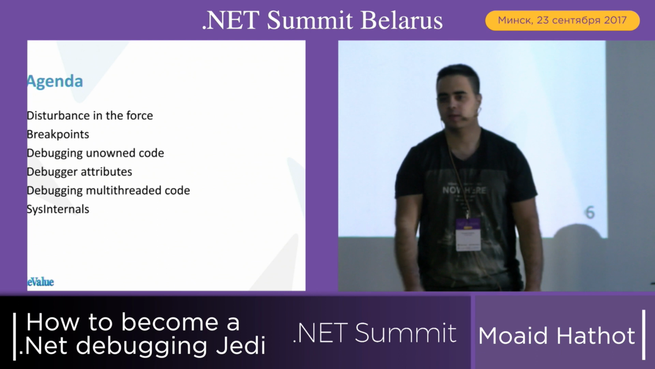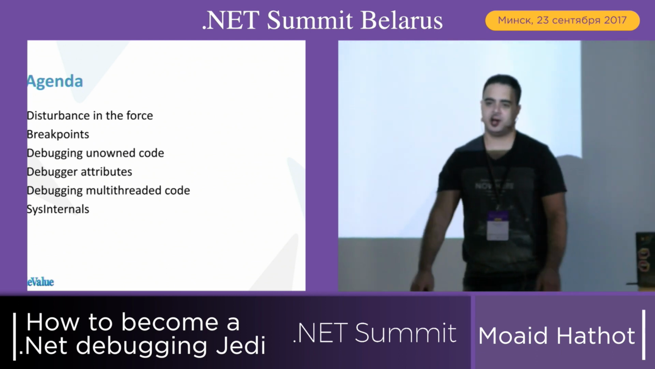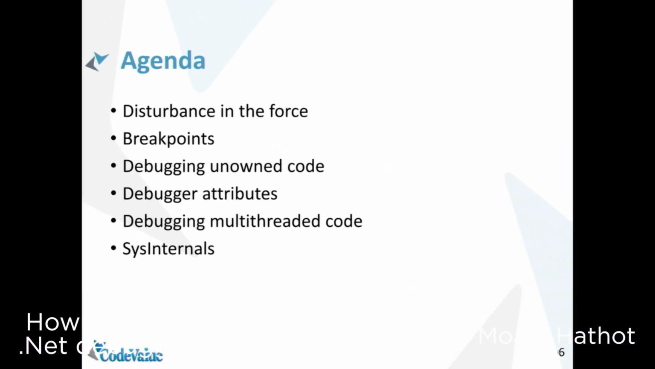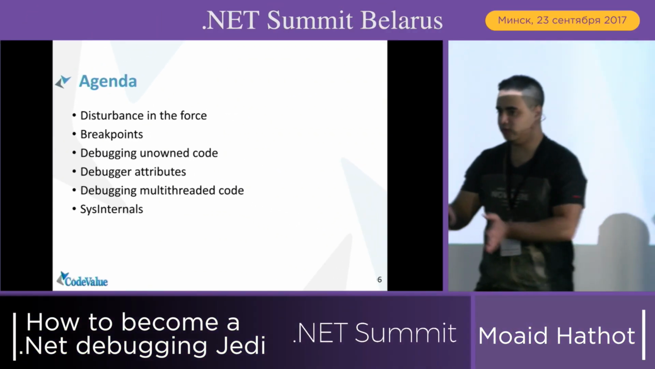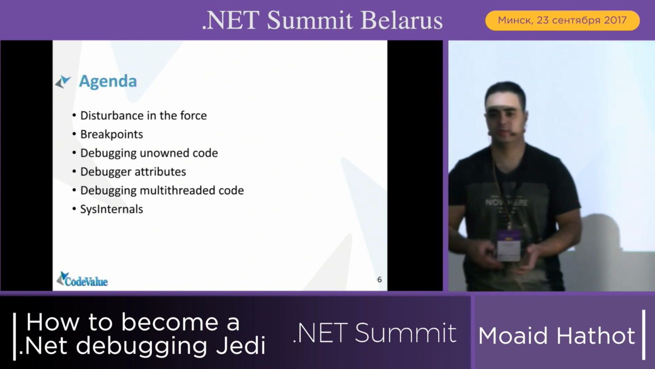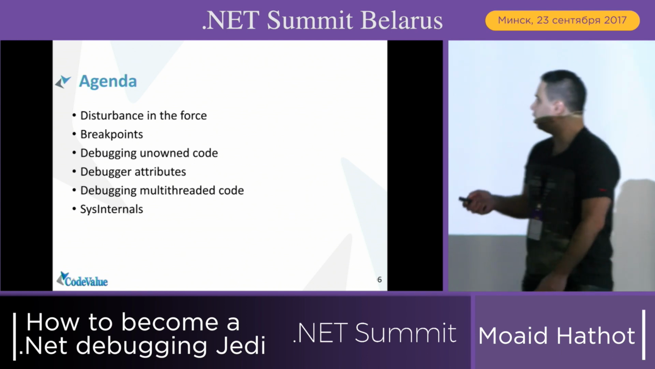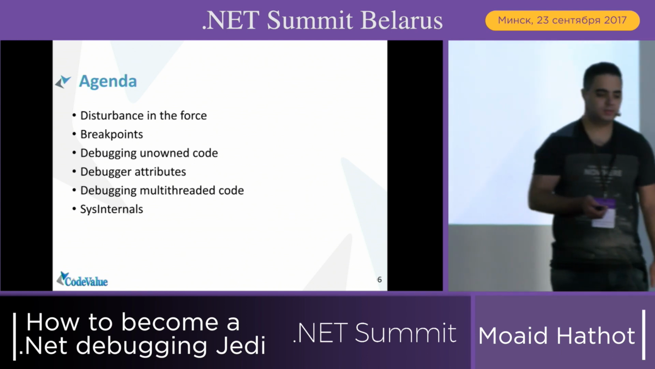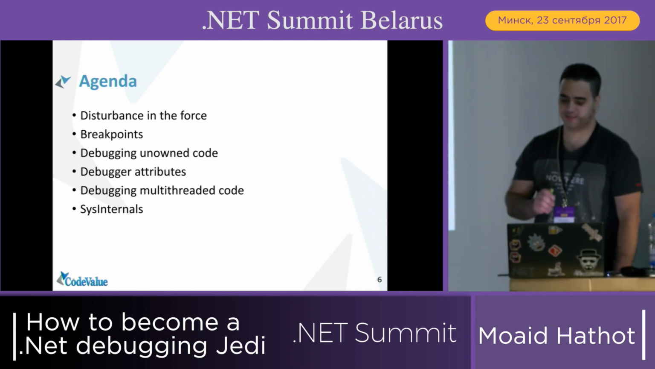And this is the agenda. We'll talk about the different types of breakpoints. We'll talk about the disturbance in the force, which is bugs. We'll talk about how we can debug unowned code, which is, for example, third-party libraries that we don't currently own the code for right now. Maybe we don't have the source code. We're going to talk about debugging attributes, debugging in multi-threaded code, and finally, Sysinternals.